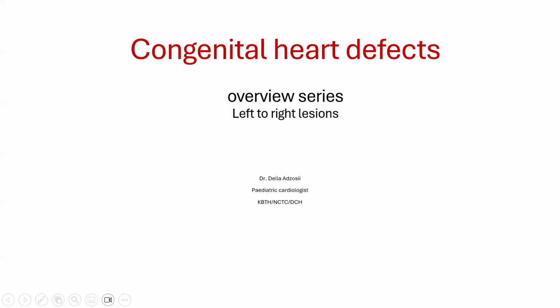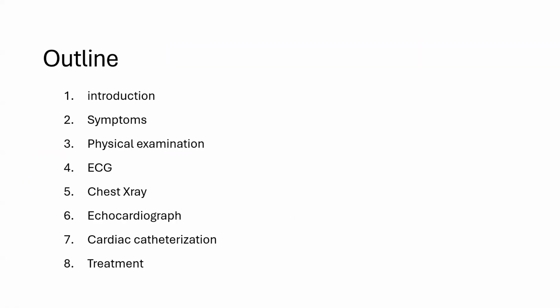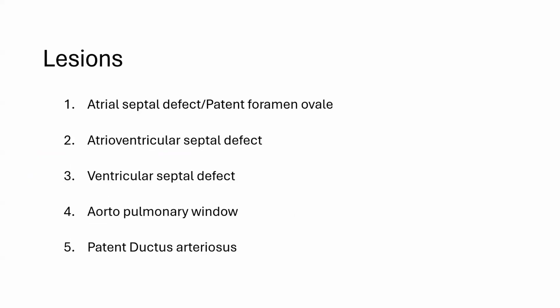Ah, perfect. Okay. So I look into the left to right shunts, and I'll go through it and do some quick introduction, symptoms, examination, ECG, chest X-ray, echocardiography, cardiac cath, and treatment. So these are the lesions we are talking about. Like I said, we're going to focus on the first, the 1 and 3 today, and then we'll do the rest on a later day.